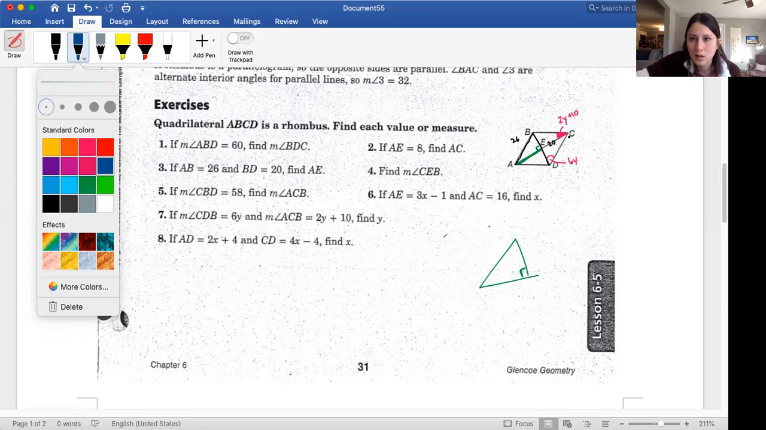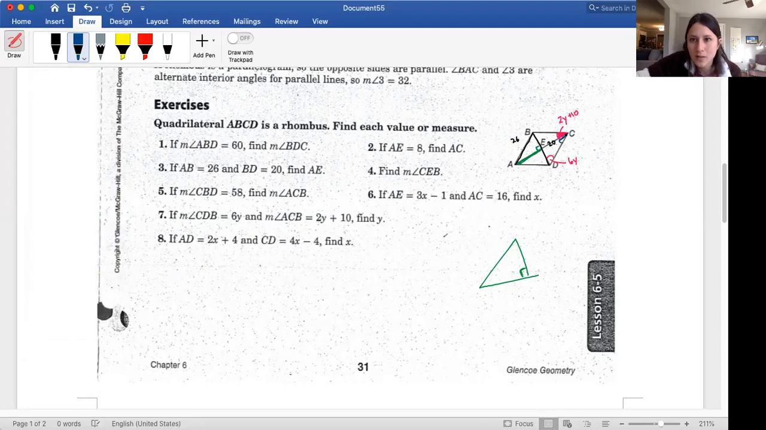what would this angle be? Wouldn't it be the same? Because we know that these two angles are bisected by the diagonal, and so these two angles are the same. So that means this angle would also be 2y plus 10. Okay, so knowing that this is 90 degrees, because that's always going to be 90 degrees, what's the relationship between all these angles? Well, wouldn't it be 90 plus 2y plus 10 plus 6y?